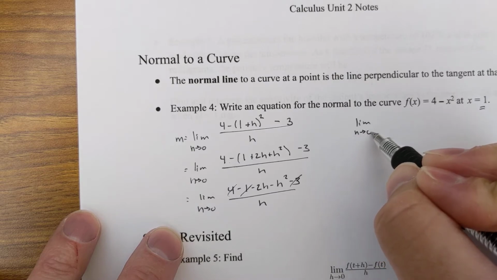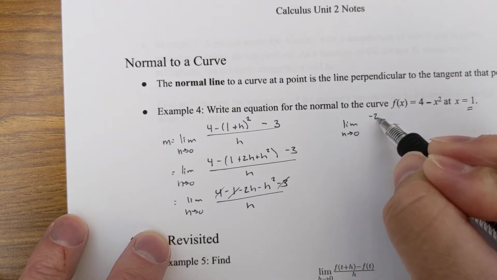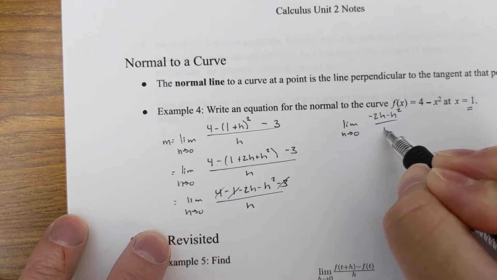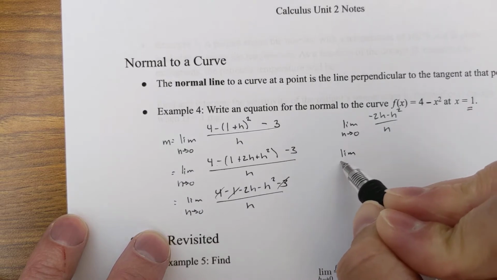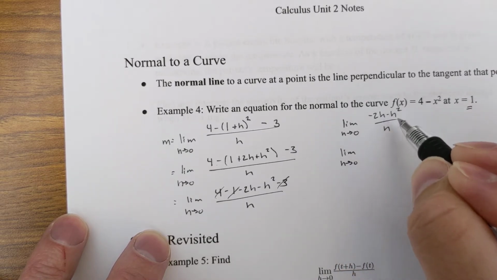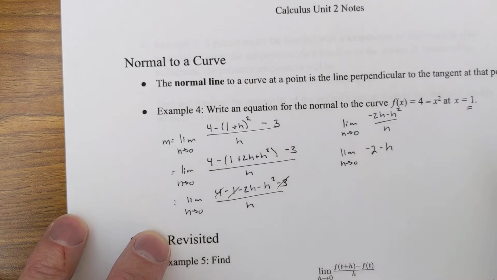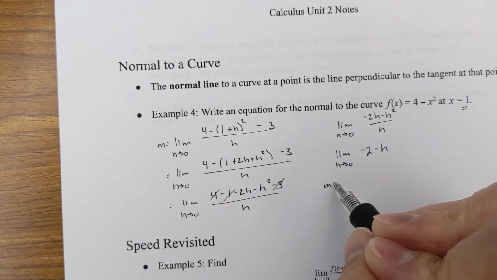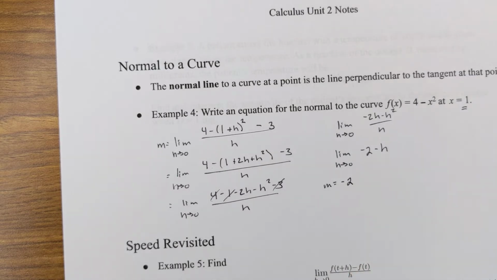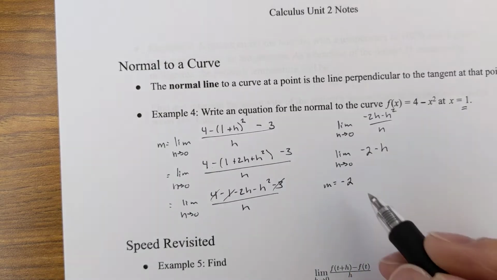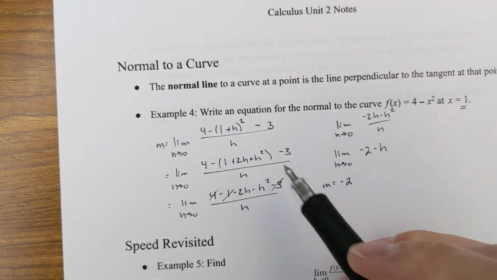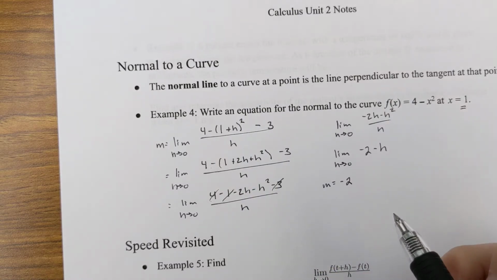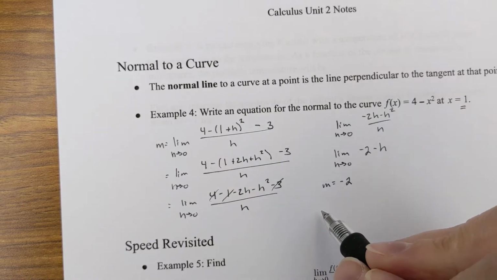the limit as h approaches 0 of negative 2h minus h squared all over h, which becomes, h's can cancel, negative 2 minus h. So as h goes to 0, the whole thing just becomes negative 2. So that's the slope of my tangent line. So since the normal line is perpendicular, it's the reciprocal.